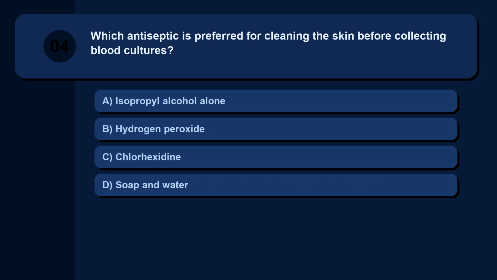Question 4. Which antiseptic is preferred for cleaning the skin before collecting blood cultures? Isopropyl alcohol alone, hydrogen peroxide, chlorhexidine, soap and water. Chlorhexidine has residual antimicrobial activity and a broader spectrum than alcohol, reducing contamination risk in blood cultures.